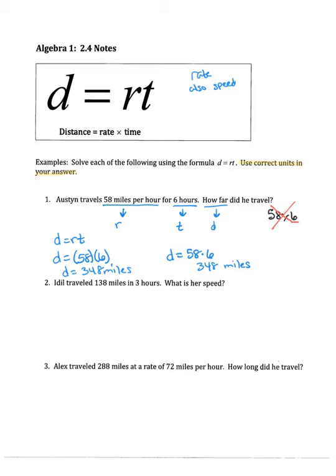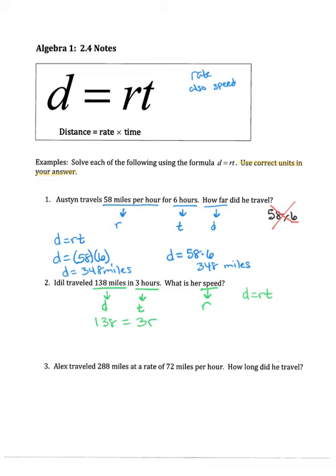Idle traveled 138 miles in 3 hours. What was her speed? So she traveled 138 miles. That is the distance. 3 hours, that is the time. Speed, that is the R. Now you're going to, again, write the formula. D equals RT. Let's substitute what we know. We know our D, 138, equals, do we know our speed? No, but we know our time, 3.